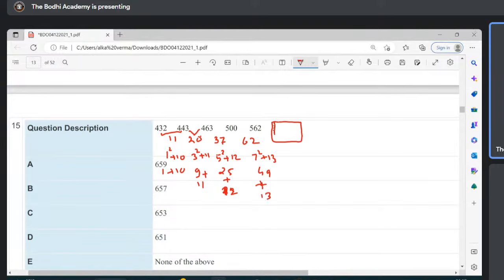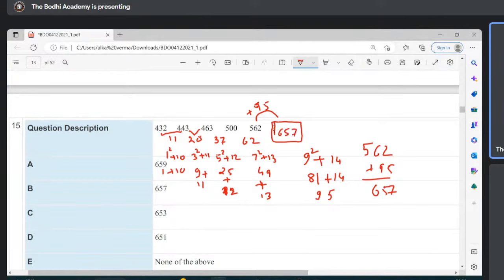That becomes your 62. Now, if you are following the same pattern, you see these are the odd numbers: 1, 3, 5, 7. Then the next number will be 9 square plus 14, following 10, 11, 12, 13. So 81 plus 14. Answer will be what? Tell me. 595. Now add 562 plus 95. So you will be getting 657. That is your option number B. So in reasoning, we don't wait for the options. In reasoning, we find the answer and then we search in the options.